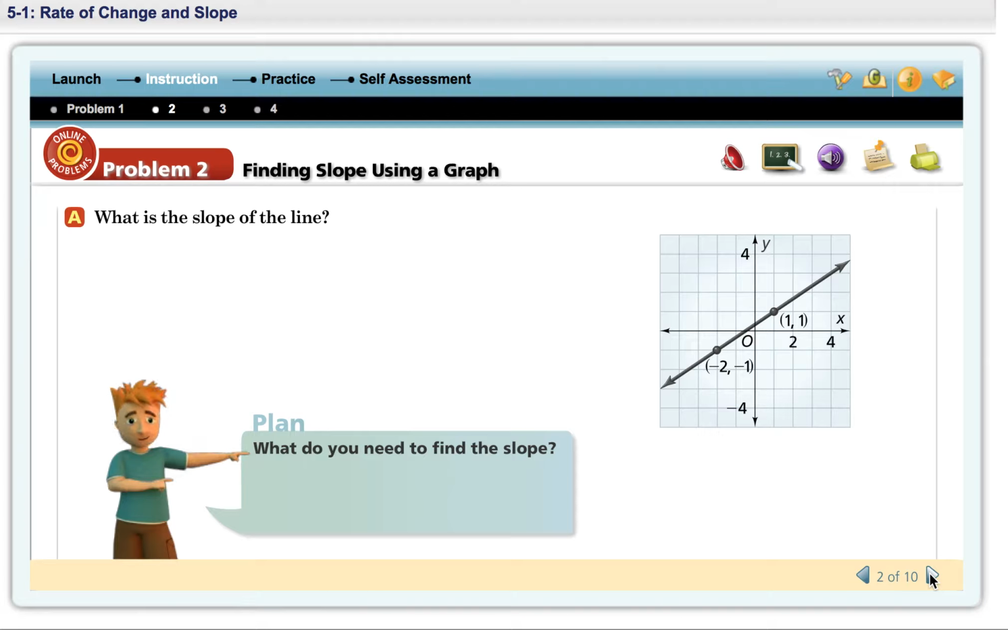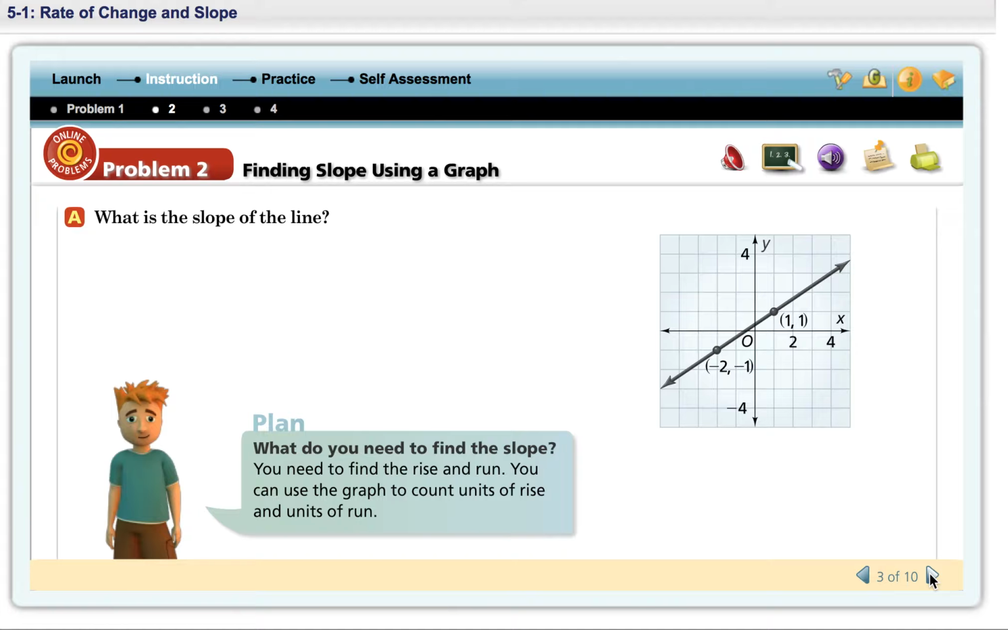What do you need to find the slope? You need to find the rise and the run. You can use the graph to count units of rise and units of run. So this is something that we'll start talking about now, and you may have heard this before and maybe not. But we talk about the slope of a line as rise over run. And what that means is how much does it go up divided by how much it goes over.